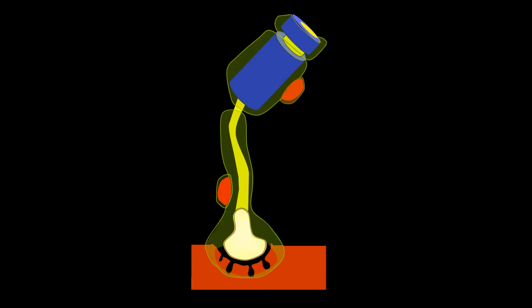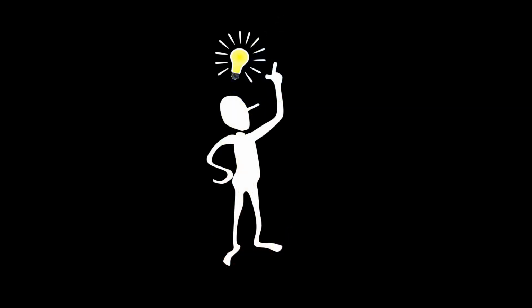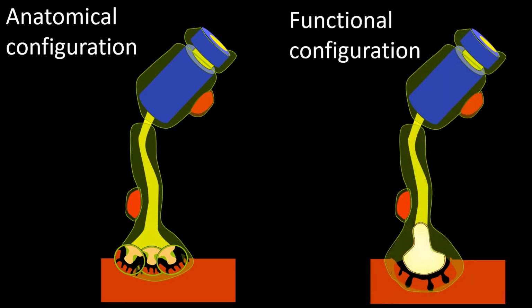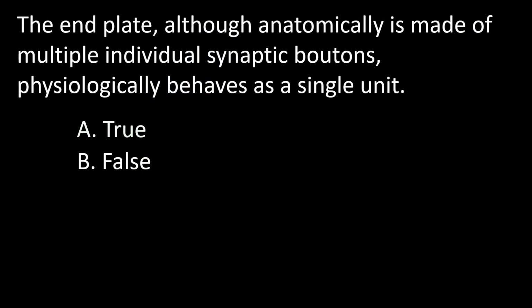Again, this will be done because although anatomically the end plate is made of many synaptic buttons with their underlying patches of special muscular tissue, from a functional point of view, it can be considered a single unit consisting of a single presynaptic structure, a single junctional structure, and a single special muscular patch. So remember, this is the anatomical configuration of the neuromuscular junction. Now you can see its functional configuration. So the answer to this question is A.